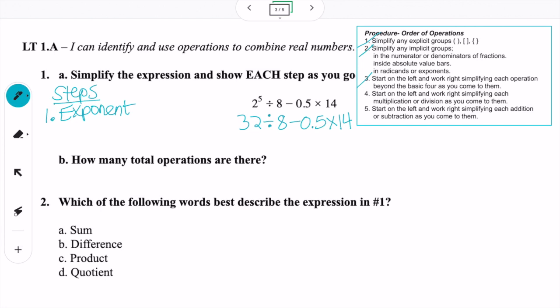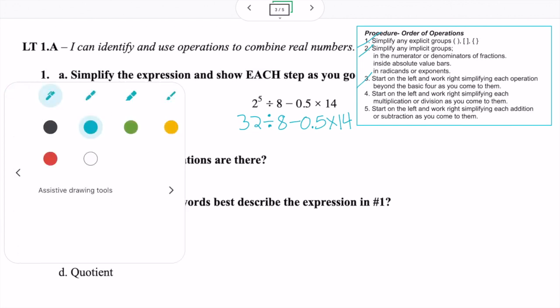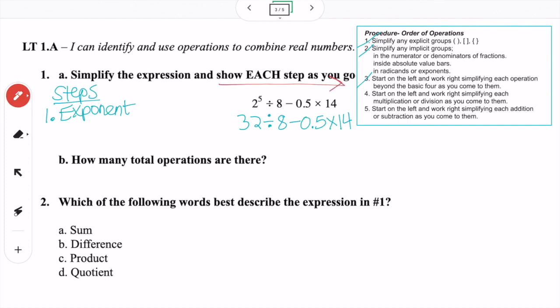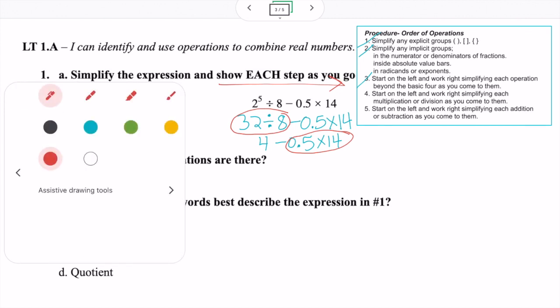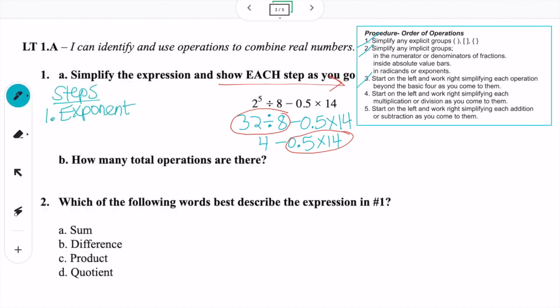Now we can move on to multiplication and division. We always work from left to right. So we're going to divide first in this case. 32 divided by 8 is 4. Everything else should stay the same. Now looking at what's left, there's a subtraction, but there's also a multiplication. Multiplication happens before we subtract, before we move on to the next step. So we'll multiply. 0.5 times 14 is 7. So I'll substitute that 7 in there.